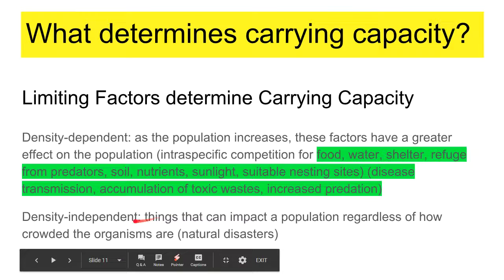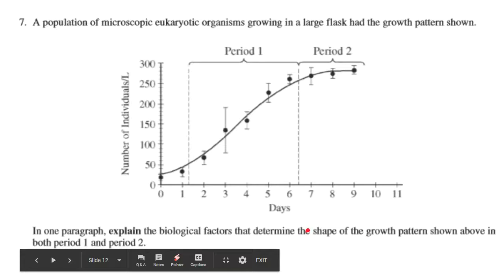Now, there are some things that have no effect on the population, density independent factors, that can also limit carrying capacity. If you have natural disasters, it doesn't matter how crowded organisms are, they're going to get wiped out one way or another.